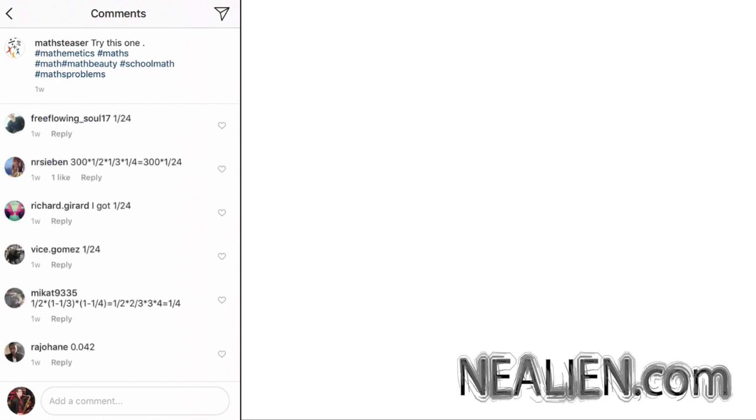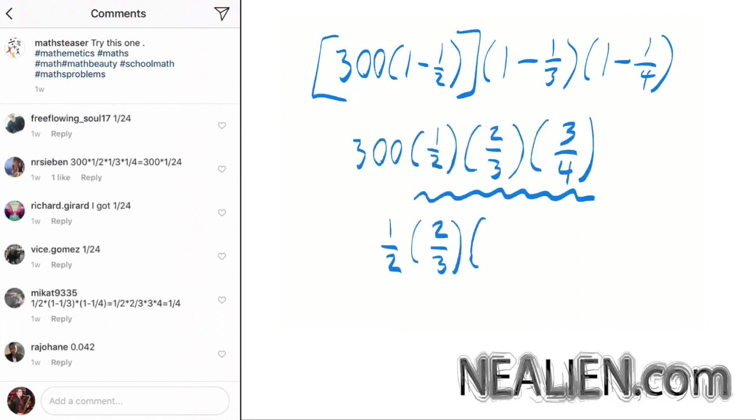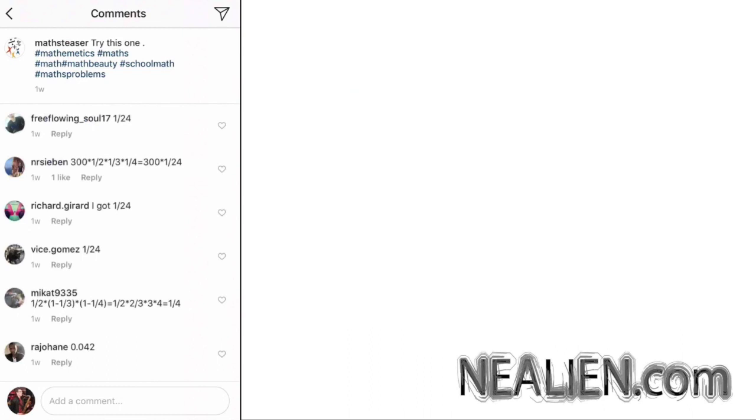The fifth person actually gets the right answer. So the answer is not 1/24, it's 1/4. The process for the fifth person is that they multiplied 1/2, and then they did 1 minus 1/3. In the problem it says you reduce the speed by 1/3. That actually means subtracting 1/3 of the original speed. So 1 minus 1/3. And then it also says reducing the speed by 1/4, so that means 1 minus 1/4.